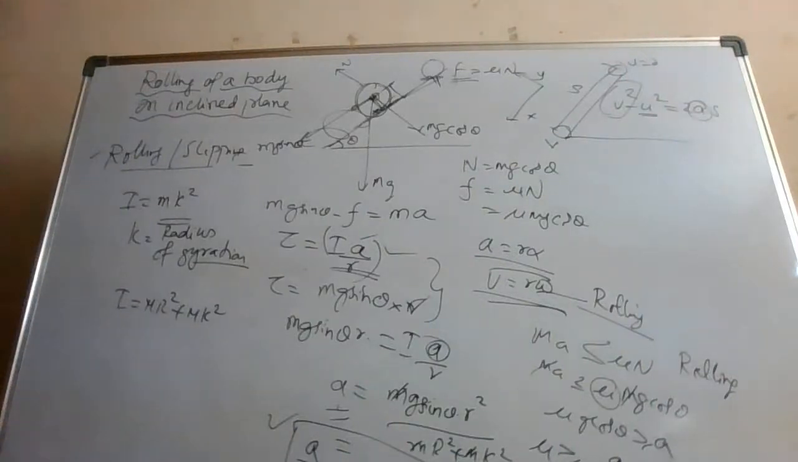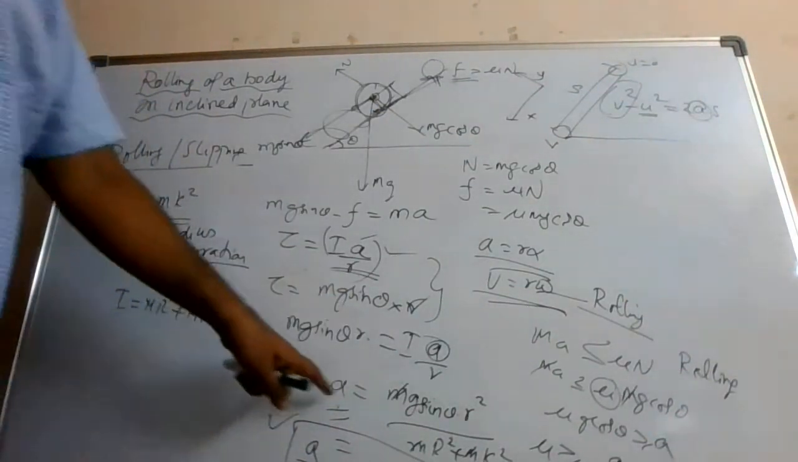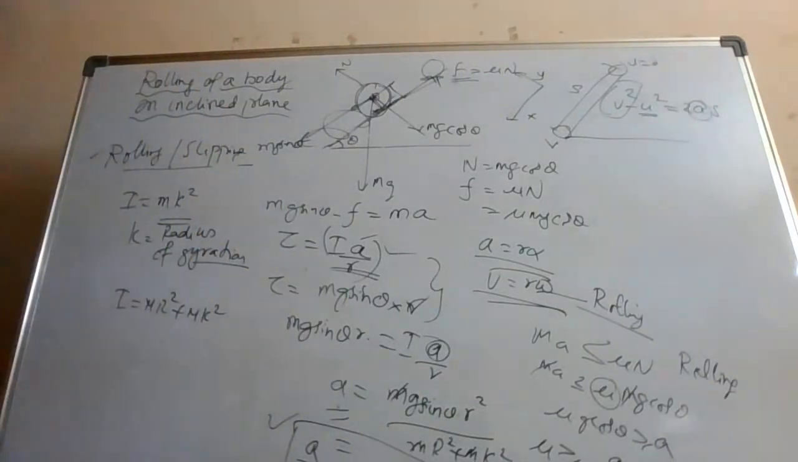So this is a special case. Most of the time questions are asked on this topic. They can give you a sphere, a cylinder, a hollow sphere, a solid sphere. You know the k values of those; I have given the table. You need to put all those values. If you take the case of a ring, what is the k value there? The k value will be equal to R. If I take the case of a disk, it will be R by 2.